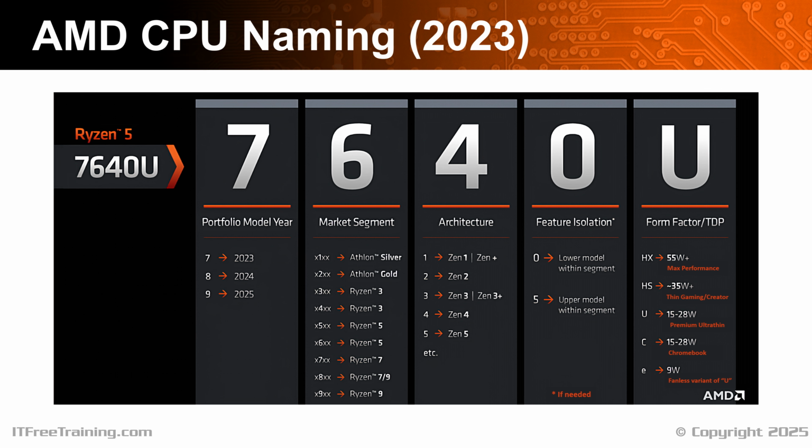Notice a return of the Athlon name for the lowest performing CPUs. The next digit is the architecture, referred to as Zen. This is effectively technically the same as a generation. Feature isolation represents the performance of the CPU. Higher numbers mean the CPU performs faster. Lastly is the form factor, which essentially determines how much power the CPU will use.